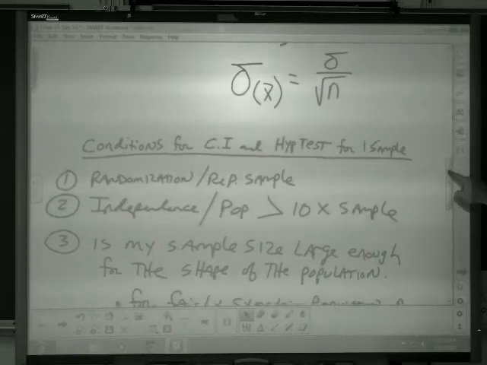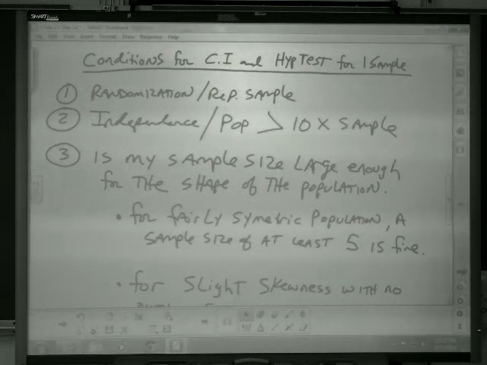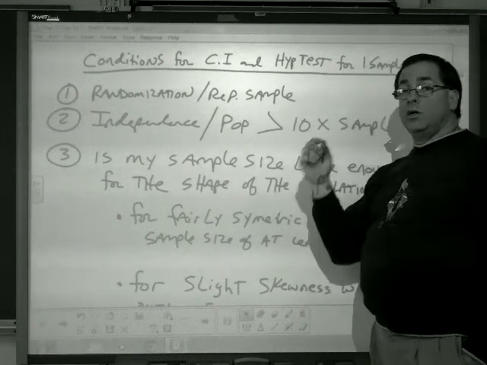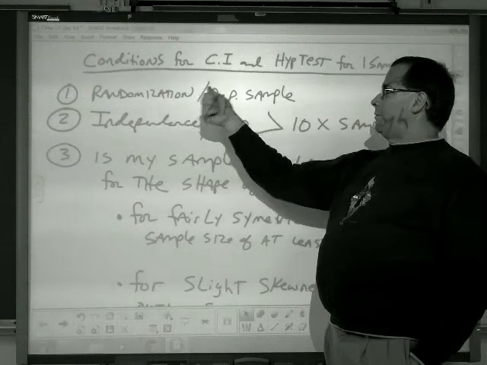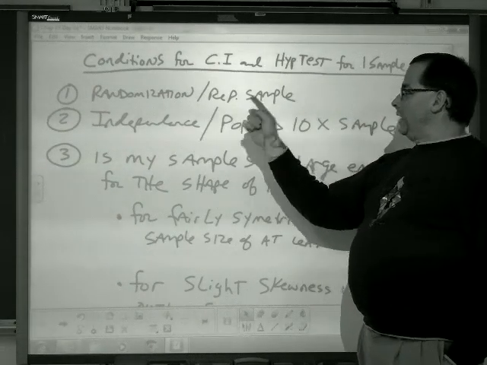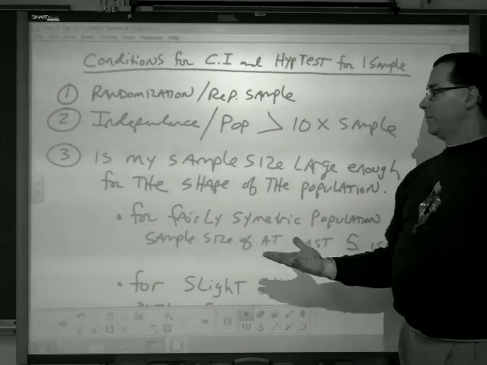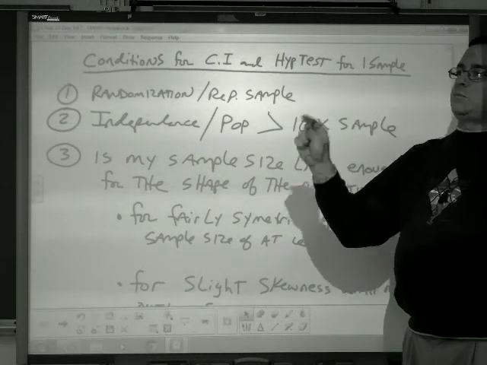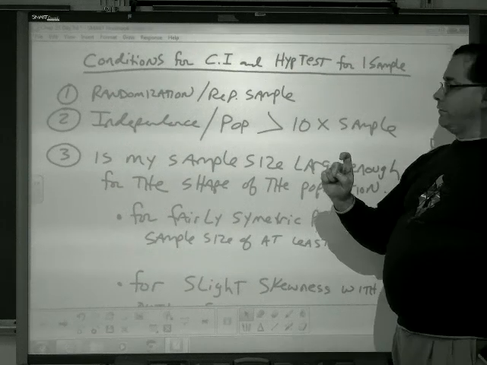Now, in order to do those, we still have to make some conditions. And so, here are the conditions for both confidence interval and hypothesis test. They really don't change for a single sample. First of all, just like before, we have to have randomization or a representative sample. Just like before, we have to have independence, and we have to have population bigger than 10 times the sample. It's no different. Same thing as before. The last condition, though, is different, because we used to do n times p to make sure they're bigger than 10, because we want to make sure the sample size was big enough.